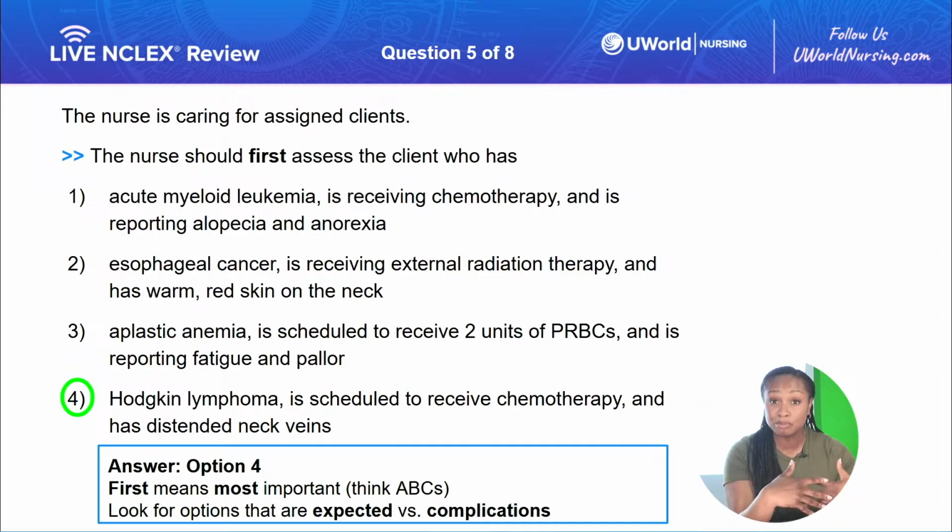Anemia is a low blood count, so them getting 2 units of blood, as well as reporting fatigue and pallor, is expected because they don't have that blood in their system to keep them energized and to keep their skin warm instead of that cool, clammy, paler skin. So option 4 is the only complication that we are finding here.